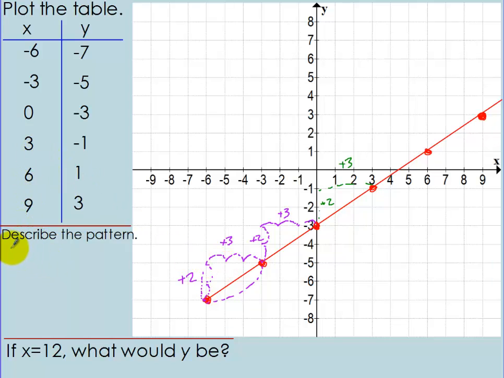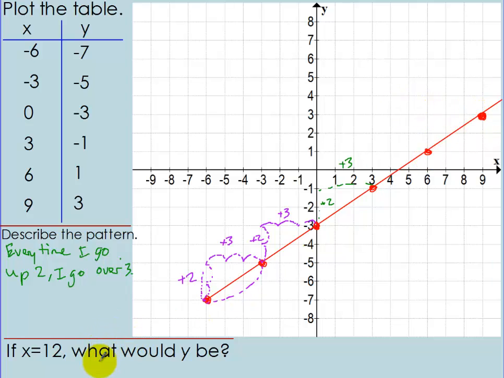So one way to say this with the pattern is, let's erase that and just redo all that. So I might say every time I go up 2, I go over 3. So that's kind of the pattern going on here. You go up 2 and over 3, up 2 and over 3, up 2 and over 3.